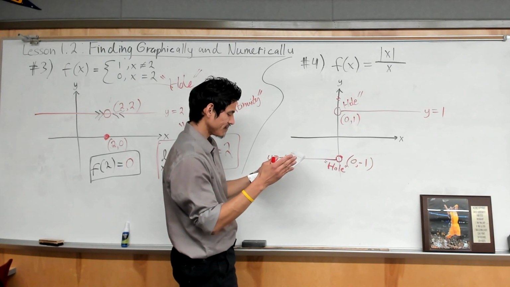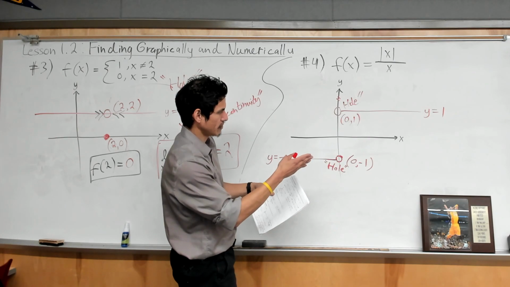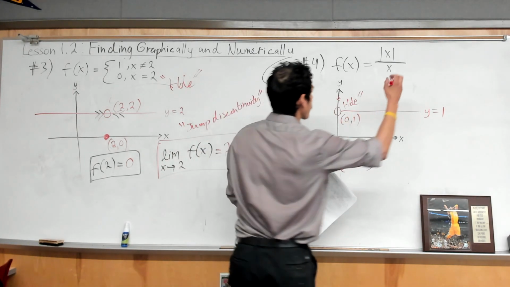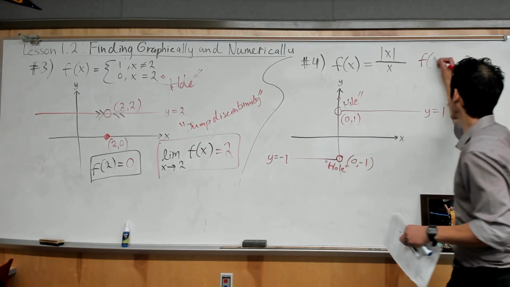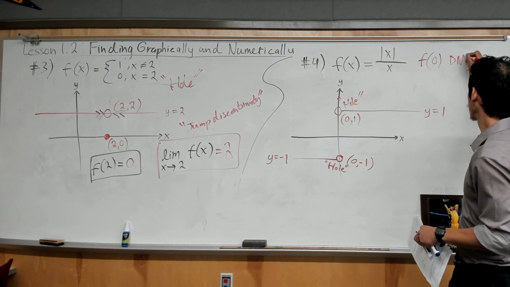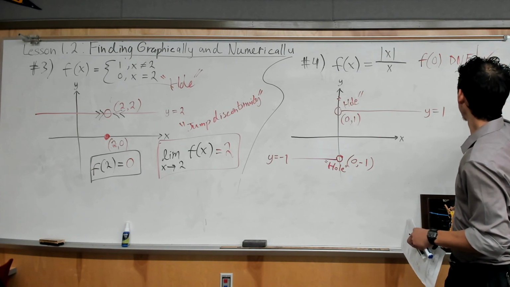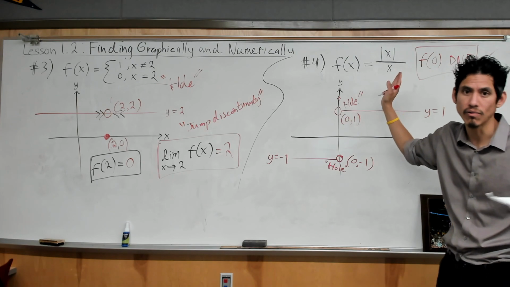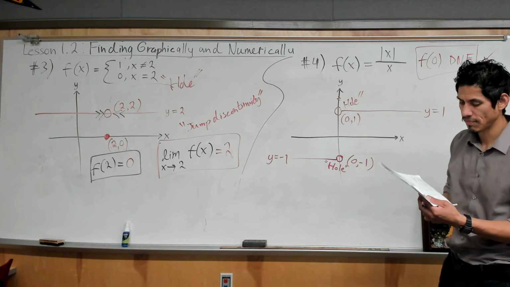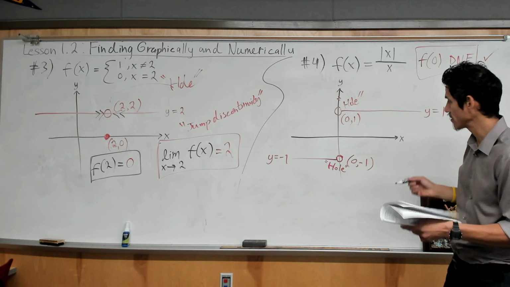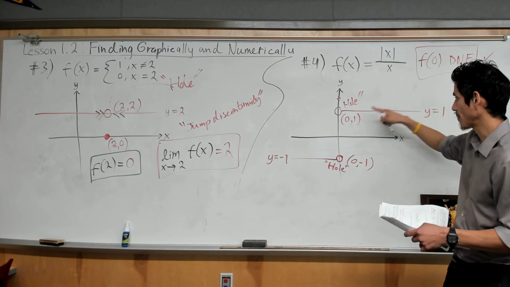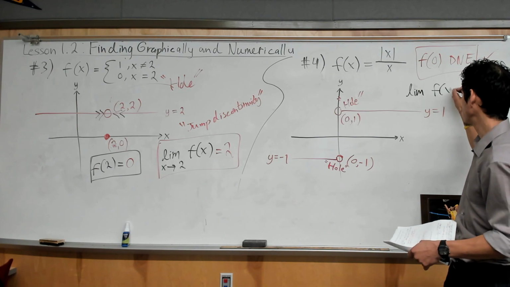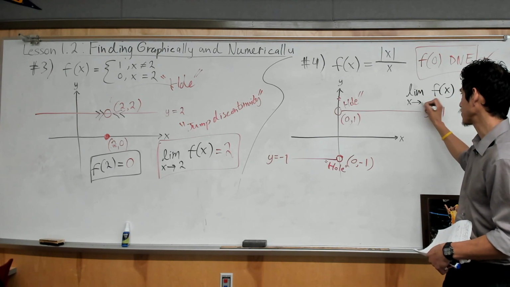Now, the function is not defined at 0. So we would write that f of 0 does not exist. It's not defined. 0 over 0 causes a whole lot of problems in math. But what about the limit? What would the limit of f of x be as x approaches 0?